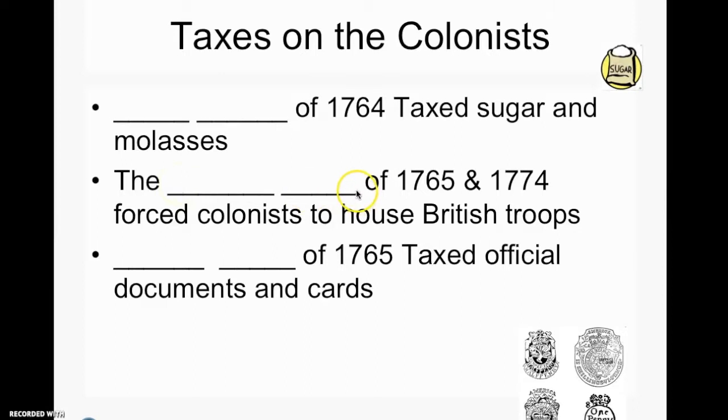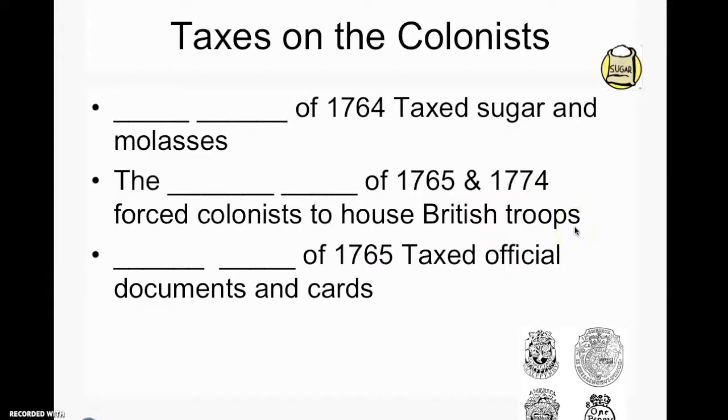The Quartering Act of 1765 and 1774 forced colonists to house British troops. They had to allow British soldiers in their houses. They could sleep in their beds, take their food. They had to welcome them into their houses.